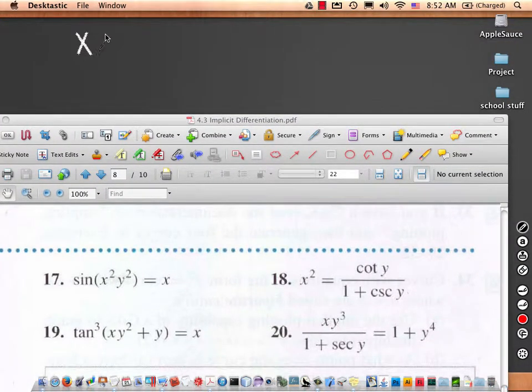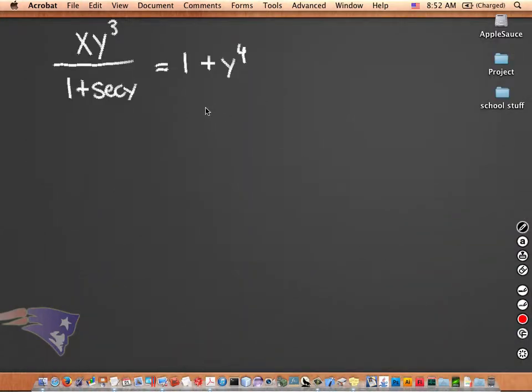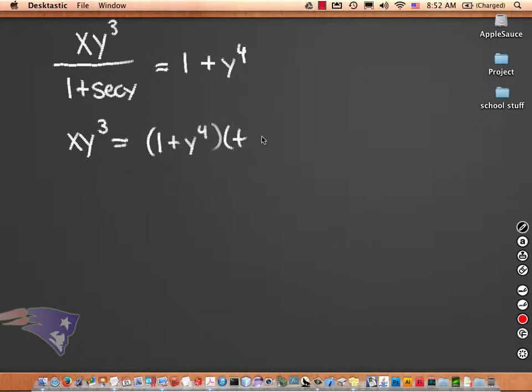So, here's how you can make your life easier, McKenna. And we all like it when life is easy. We like it very much. The quotient rule has a tendency to make life complicated. So to avoid the complication, what we do is we multiply all our denominators away. So this becomes xy cubed equals 1 plus y to the 4th power times 1 plus secant y.